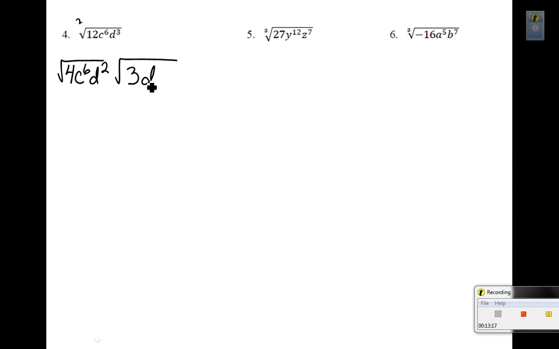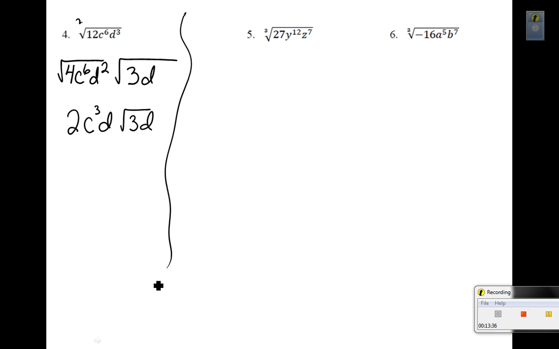Now when I reduce this, the square root of 4 is 2. C to the 3rd, d to the 1st, times the square root of 3d. And then we're done. But here goes my number 5. Notice that I'm going to pick on some cube roots for a little bit. So it's going to be something that I know the cube root of times something that I don't know the cube root of.